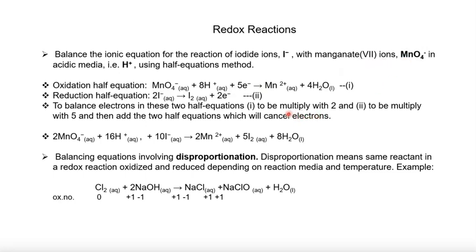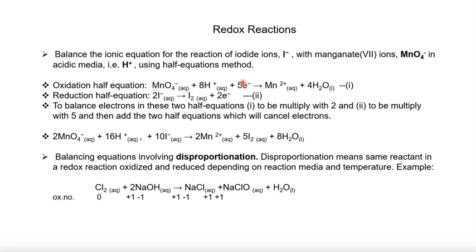Well, we go for the reduction half equation. If manganate ion oxidizes, then iodide ion must be reduced to molecular iodine. So 2 iodide ions gaining 2 electrons, getting iodine, and therefore this is a reduction half equation. Here we can see that we have 2 electrons in the reduction half equation and 5 electrons in the oxidation half equation. We have to balance these electrons first.